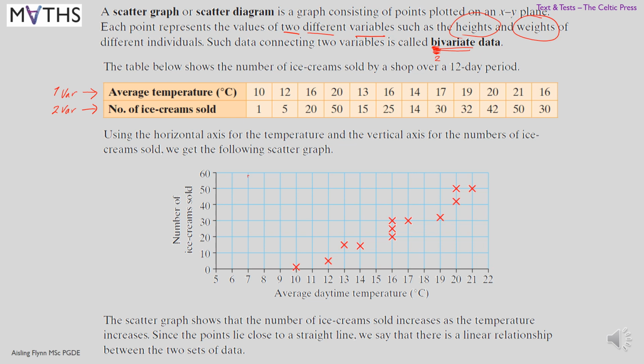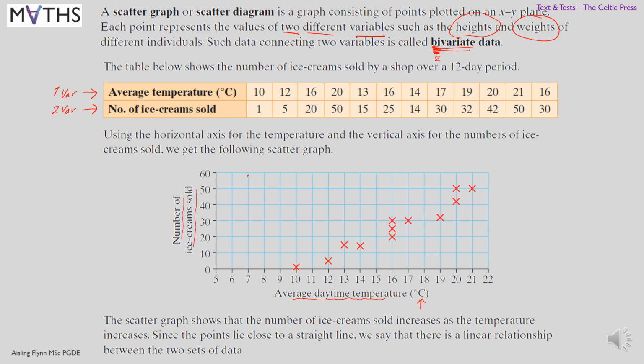Using the horizontal axis for temperature and the vertical axis for numbers of ice cream sold, we get the following scatter graph. So when you go to draw your scatter graph or scatter plot, it's important to label your axes correctly. So the temperature is here on the bottom, and that's measured in degrees Celsius. And on the side then we have the numbers of ice creams.